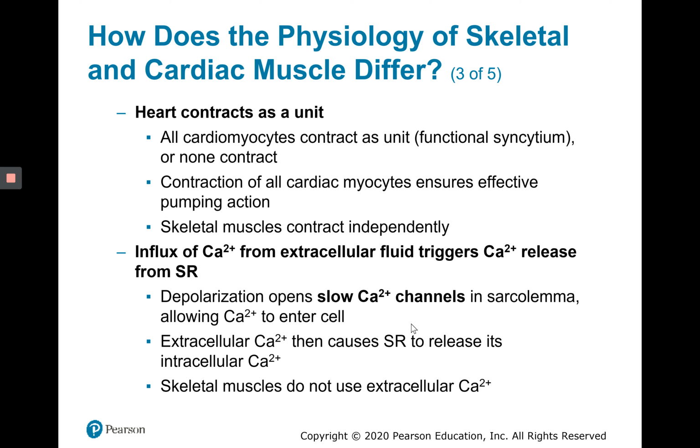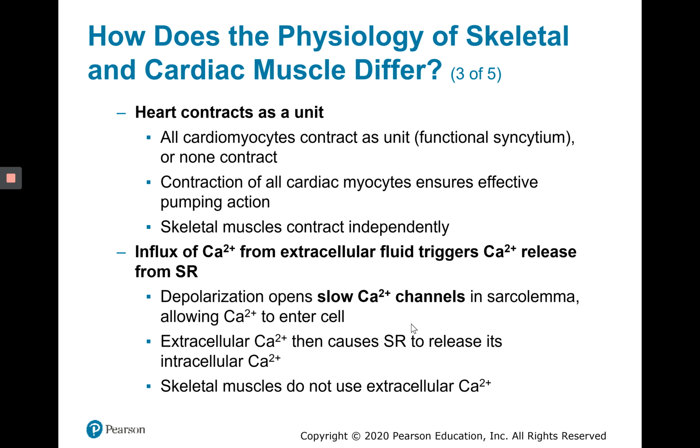So the heart does contract as a unit. We have these pacemaker cells, they kind of start the signal, but this signal goes to the contractile cells, so all cardiomyocytes, via the gap junctions. These gap junctions at intercalated discs are connecting cardiac myocytes, and that's going to mean that all cardiac myocytes contract together or none at all. So this is going to ensure an effective pumping action. Skeletal muscles, on the other hand, act independently.